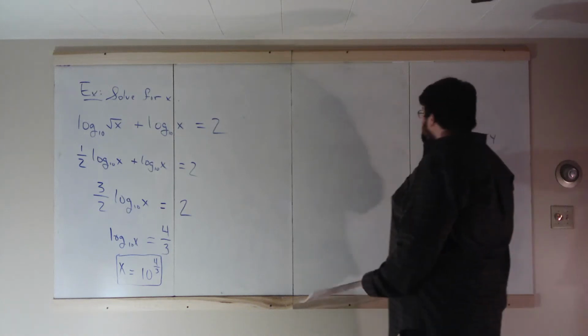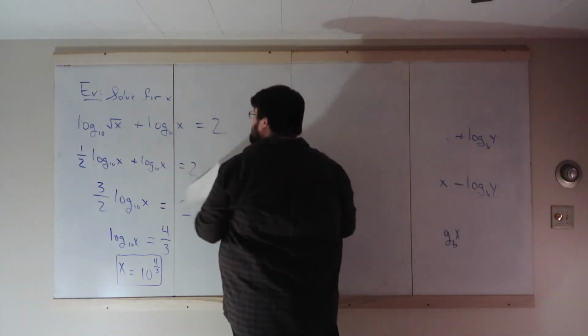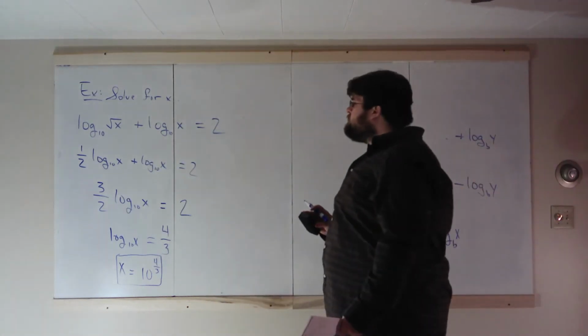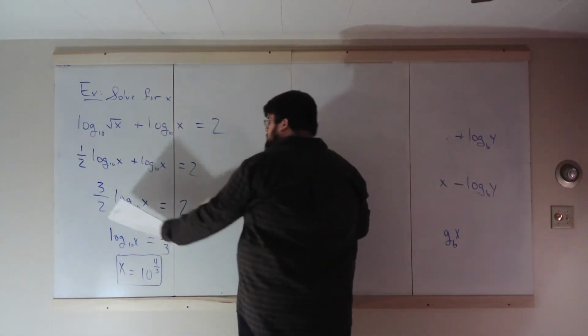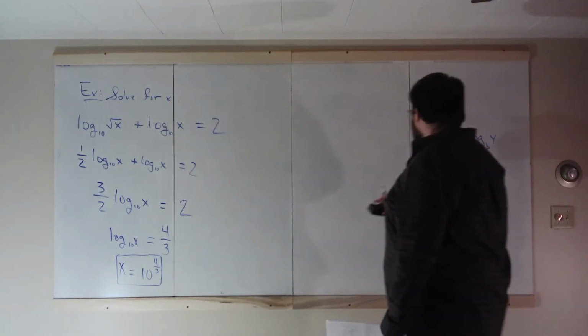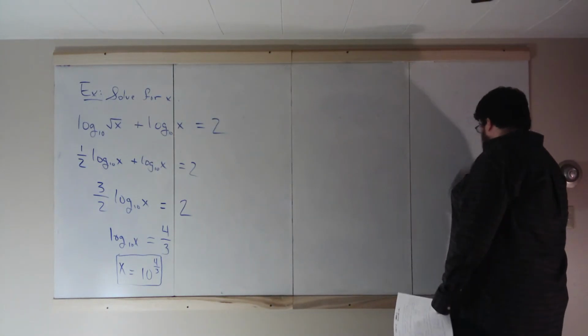If you used the other logarithm property first, you'd get what? Log of x to the 3/2 with base 10. Then you could bring the 3/2 out front, you'd get this equation, and then you'd solve the same way after that.